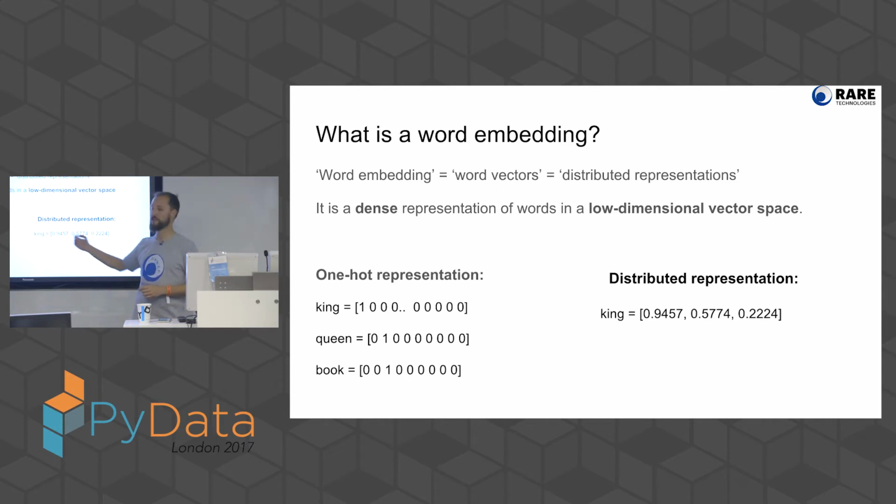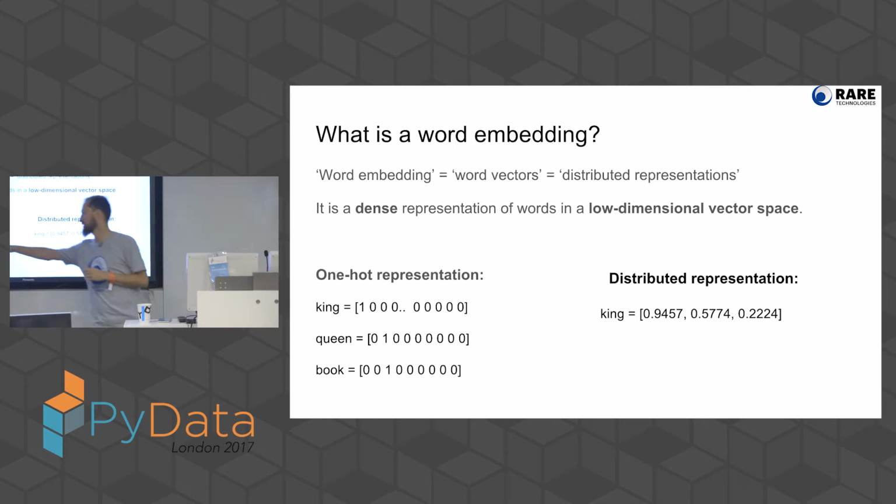Just pick 3 dimensions or 100 dimensions. But there you're not going to have 0 and 1. You're going to have real numbers in there. So you have like 0.94 for king, 0.57, 0.22. Just some numbers in there. And word embedding is what's called a dense representation of words in a low dimensional vector space.